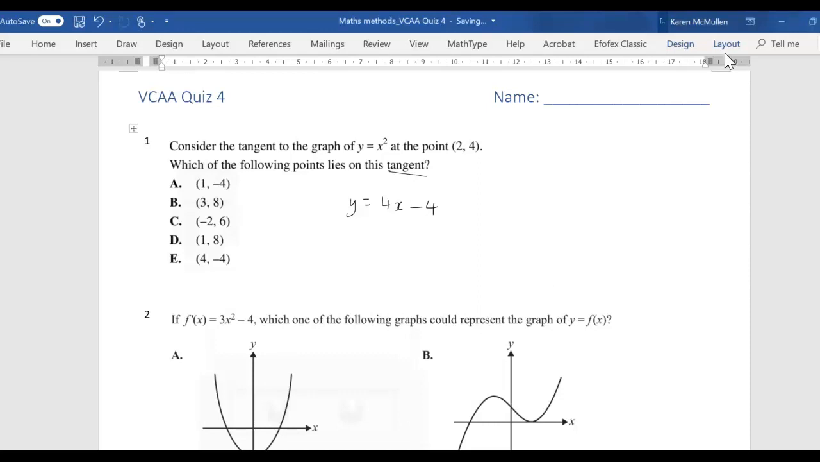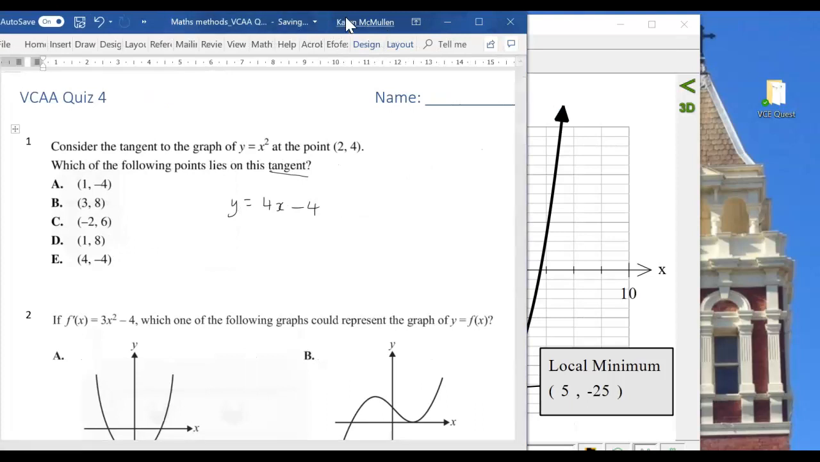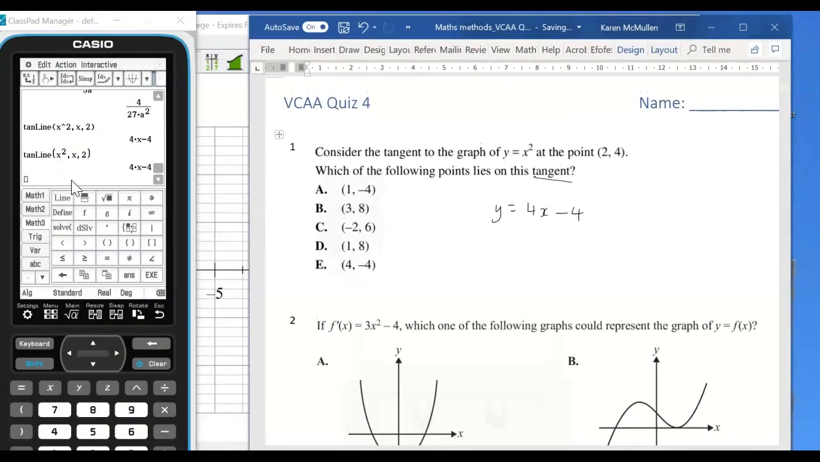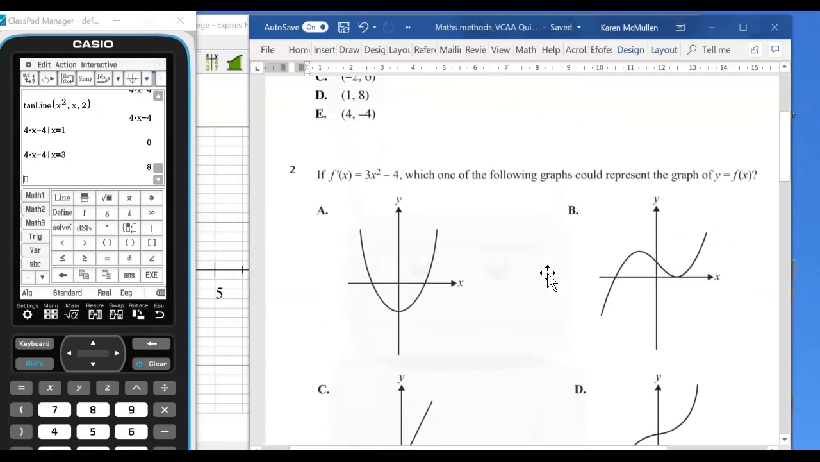Let me see if I can make that a bit smaller. We can also do the rest of the question on the calculator. If I drag down that and substitute in values for x. The first one, x is equal to 1, and I get 0, so it's not that one. Let's try another one. X equals 3, y equals 8. So the correct answer for number 1 is B. Obviously, you can do all this without the calculator. It just depends how quick you are with your calculator as to whether you're actually saving time.